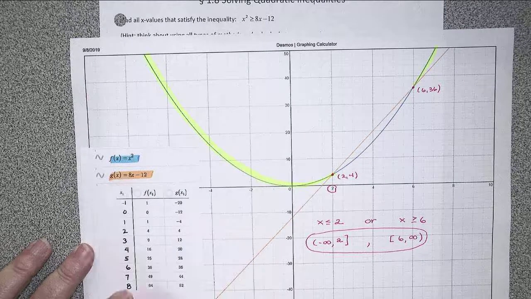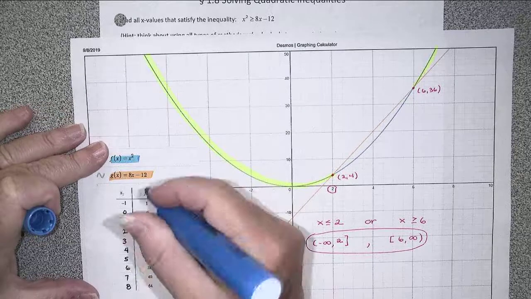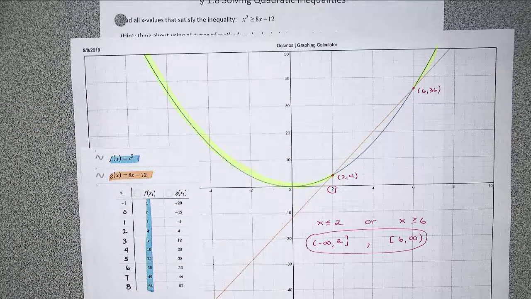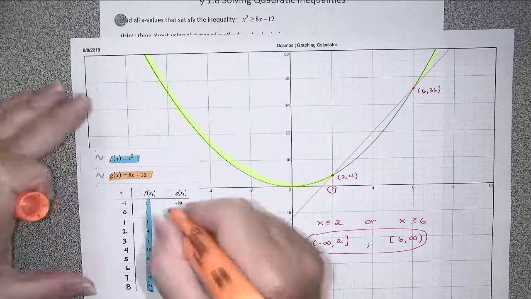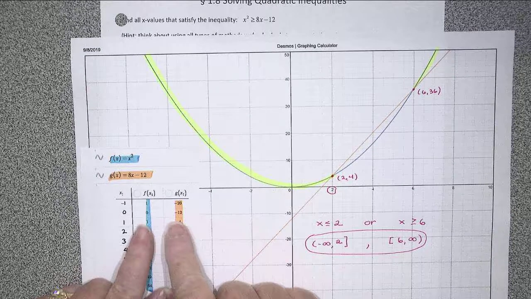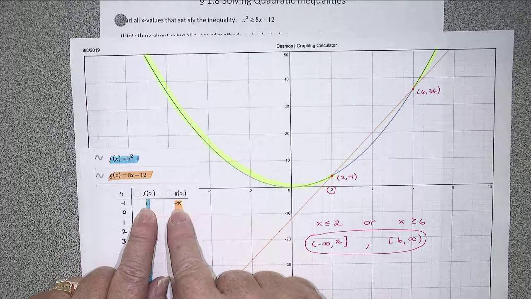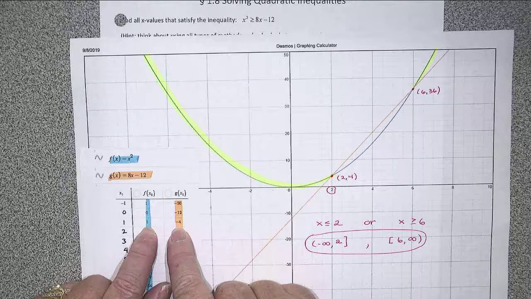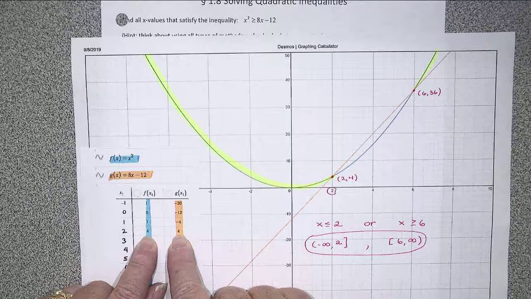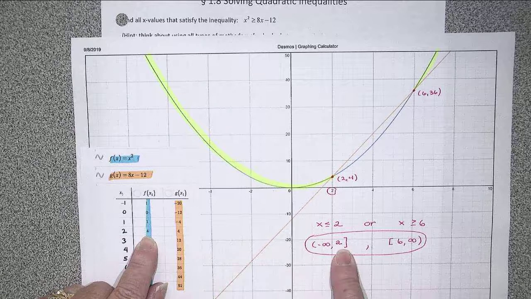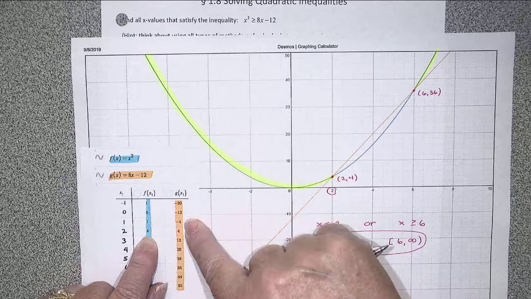Notice we want the x squareds, all of these values, to be greater than or equal to the 8x minus 12, all of these values. That is certainly true at first. The blue is bigger than the orange. And it continues to be true here and here. Right there, they're equal. That's that intersection point (2, 4). And so all the way until I get here, from negative infinity to 2, the x squared numbers are bigger than the linear numbers.